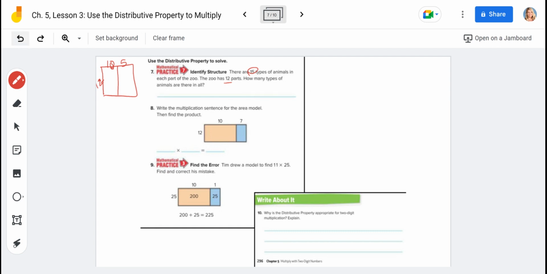Write the multiplication sentence for the area model, then find the product. They give you an area model to use on number 8. On number 9, find the error. So before you can find the error, you need to draw an area model and see what happened to Tim. Correct his mistake.